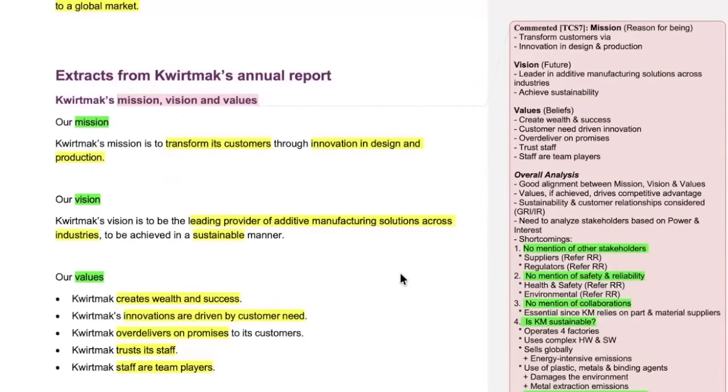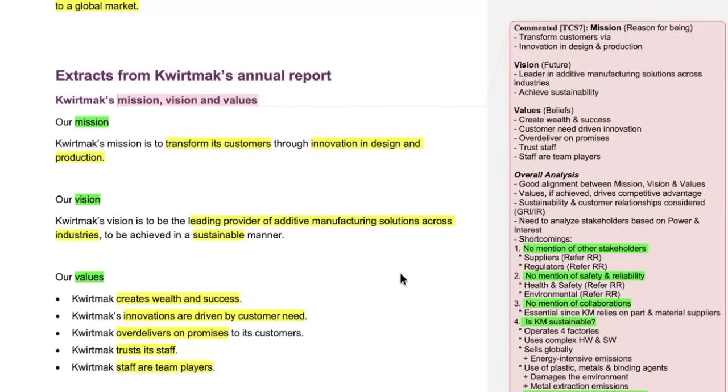And looking at the vision statement of any given company gives us an indication of the future of the company, or what the company intends to achieve in the future. So if you look at it, Kwirtmak strives to become a leader, or the leader, in additive manufacturing solutions across industries. So at the moment, we are only offering solutions to 4 main industries. So this indicates the fact that we are contemplating expanding our footprint, thereby expanding to various different additional industries as well.